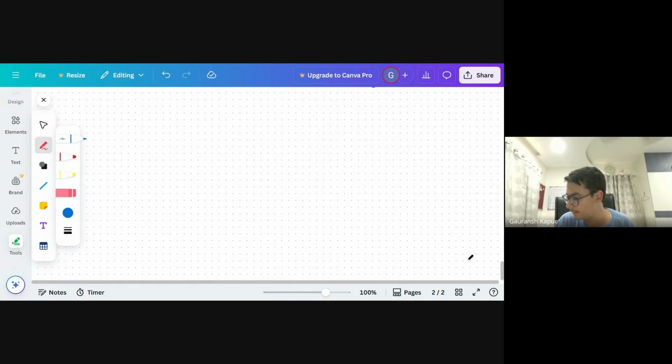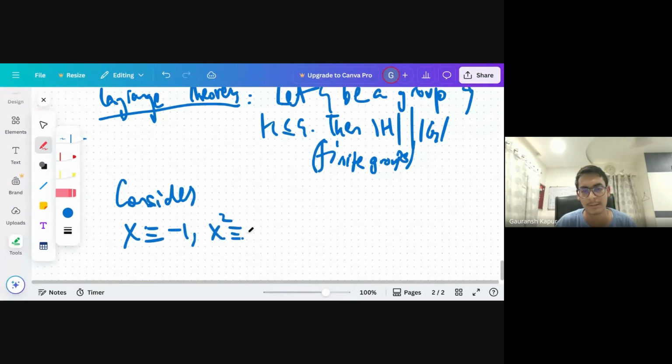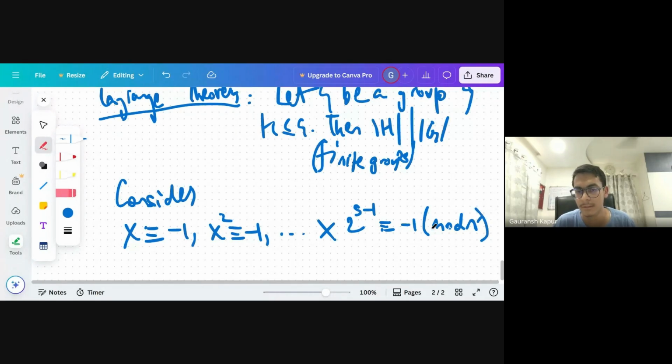So now I'll try to prove the 50% success rate, I guess. So consider the following congruences. x is congruent to minus 1, x squared, and so on, up to x to the power 2^(s-1) times d is congruent to minus 1 mod n. So these are the congruences of the Miller-Rabin test.